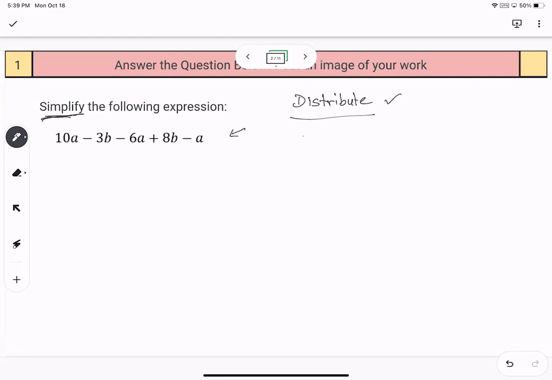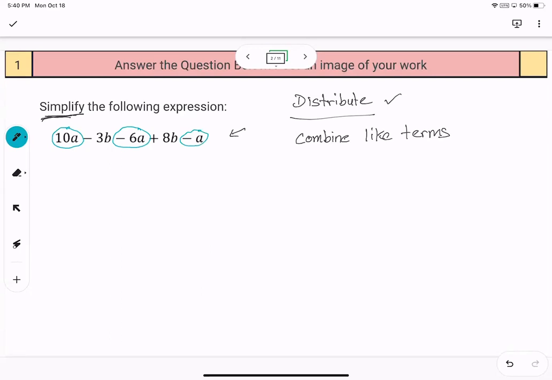And then you're going to ask yourself, can I combine any like terms? So if I look at these, I notice that there are like terms here. So what I'm going to do is circle my like terms. So I have 10a. And what else is like terms with 10a? Anything with the same variable. So 10a is a like term with negative 6a. Is there anything else? Yes, there's negative a.